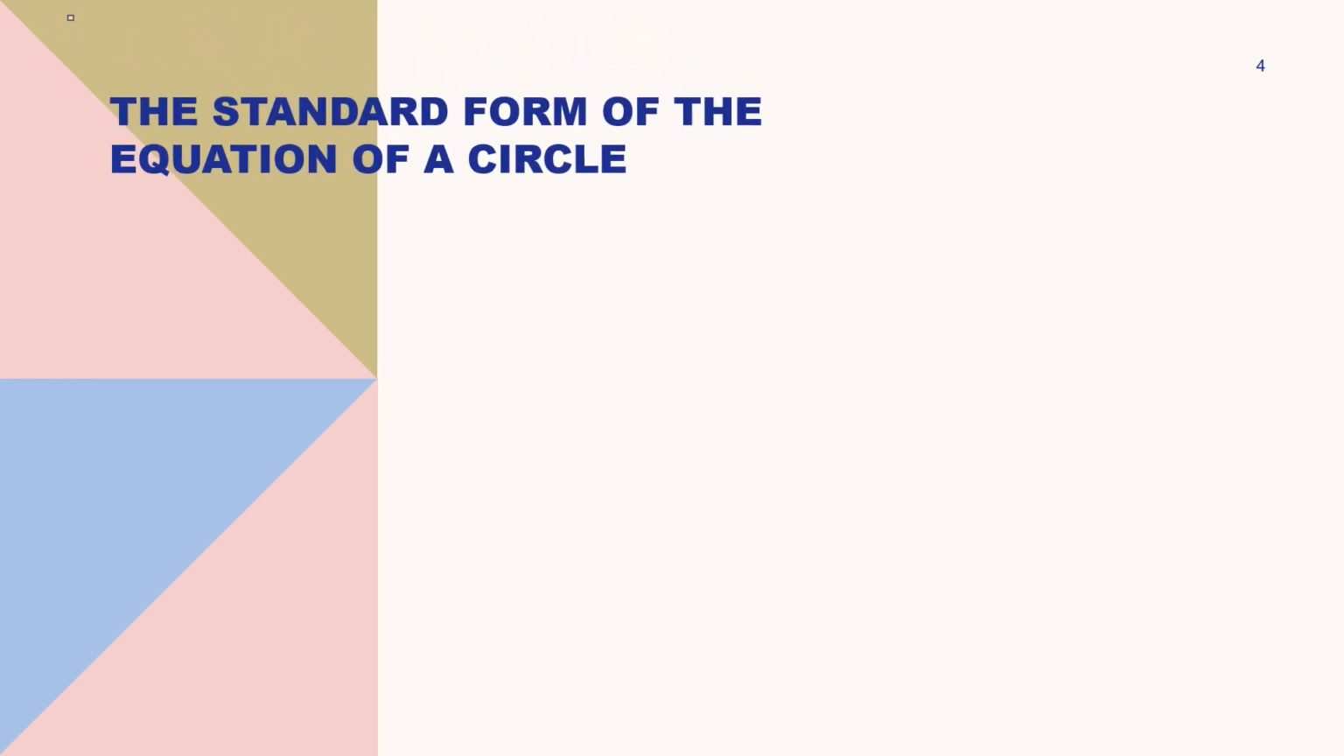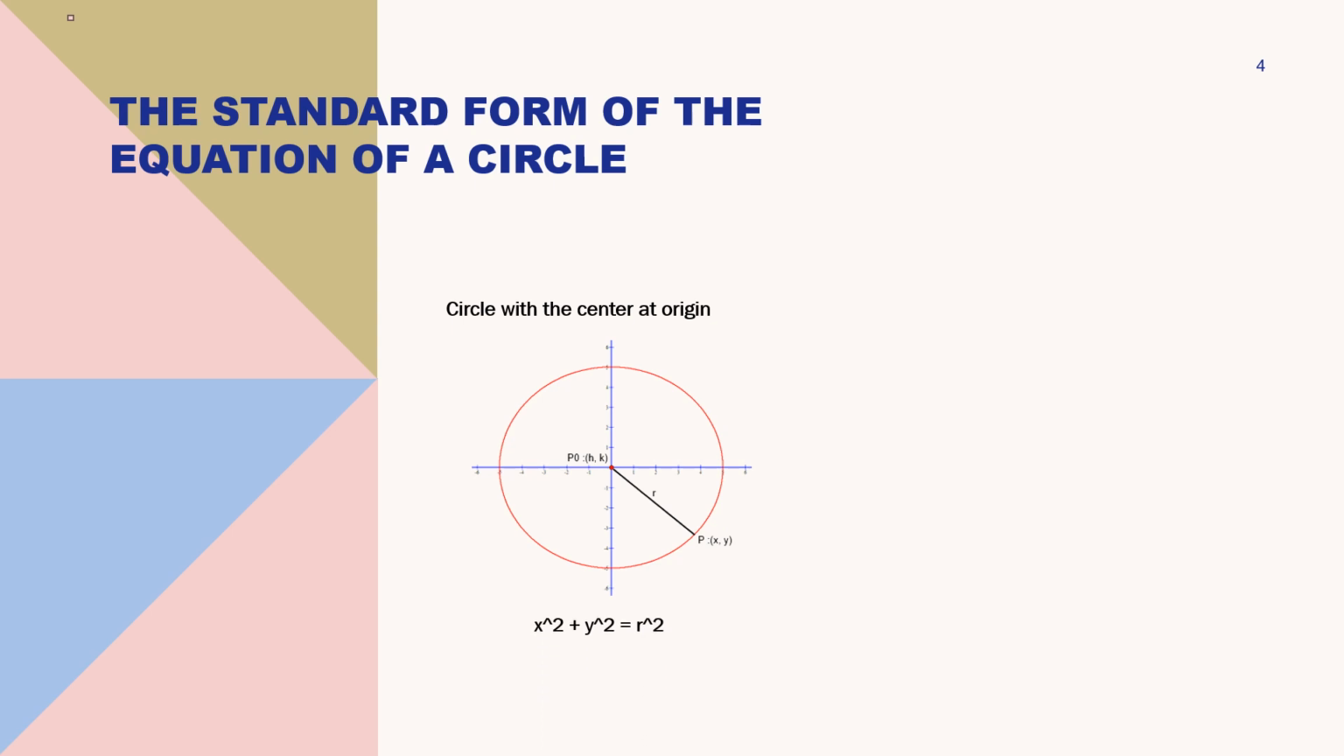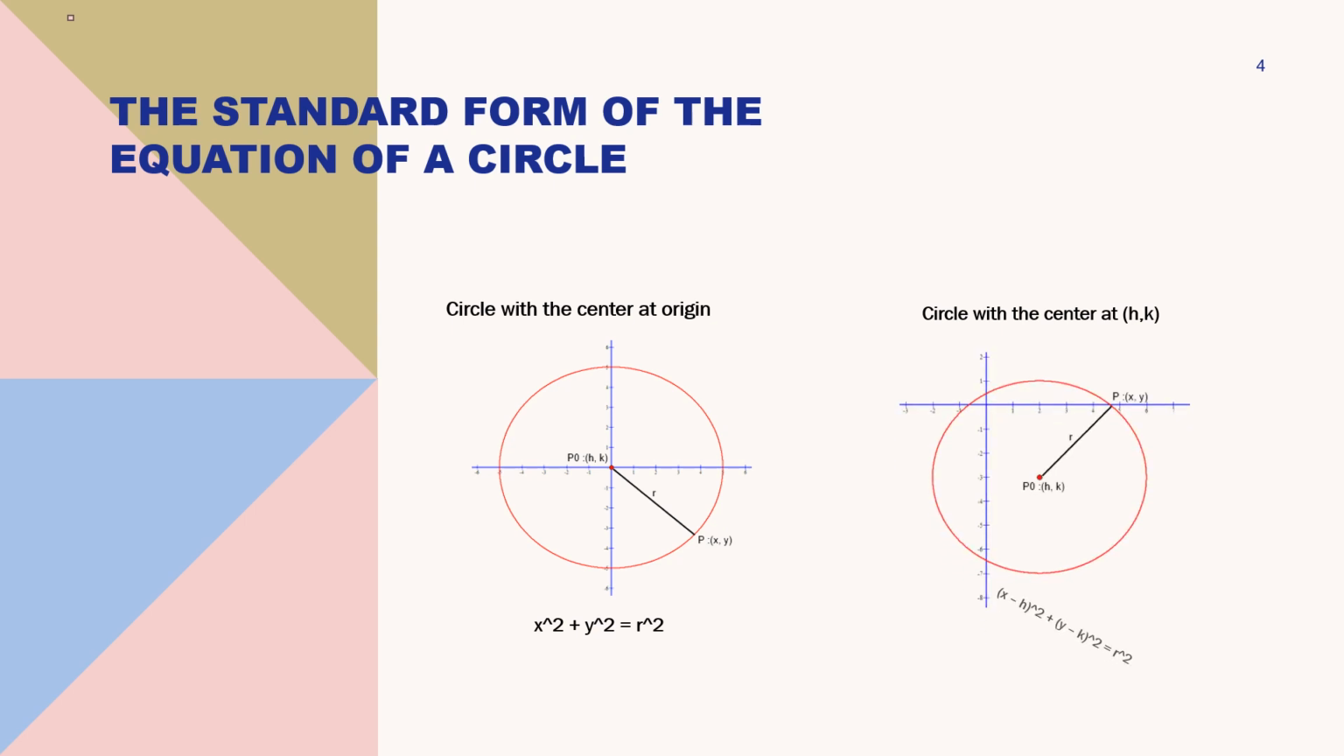So the standard form of equation of a circle. If the center of a circle is at origin, the equation will be x squared plus y squared is equal to r squared, where r is the radius. While if the center of a circle is at h and k, the equation will be the quantity of x minus h squared plus the quantity of y minus k squared is equal to r squared.